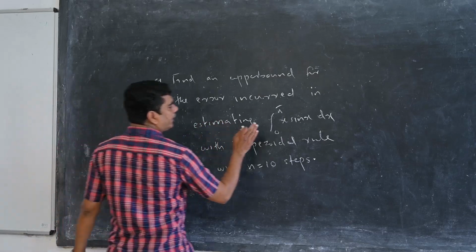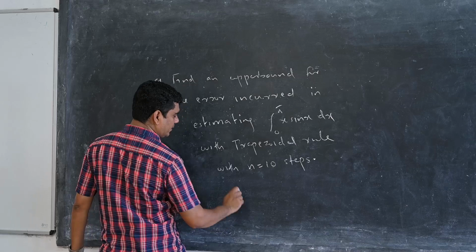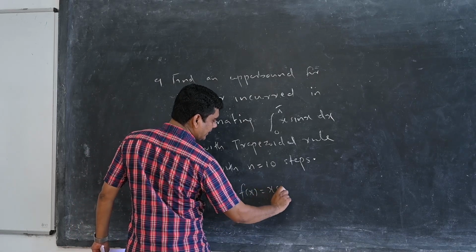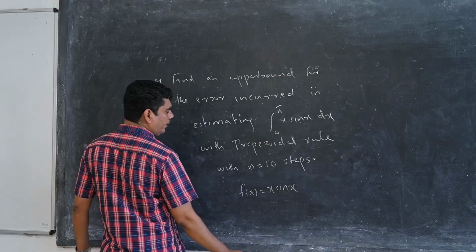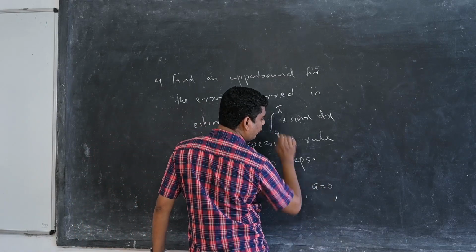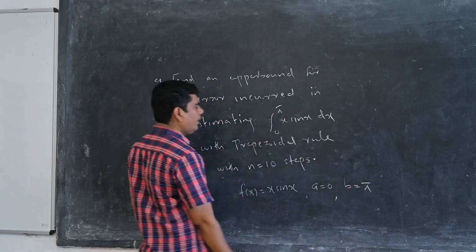Here, integral a to b f of x dx is integral 0 to pi x sin x dx. So f of x is equal to x sin x. A is equal to 0, the interval is 0 to pi, and B is equal to pi.